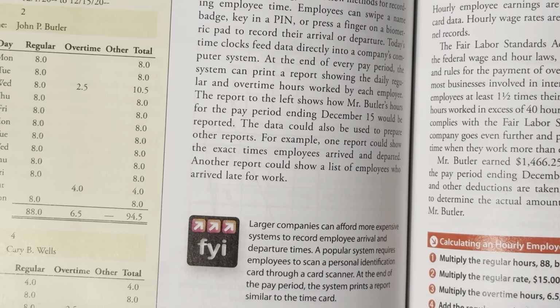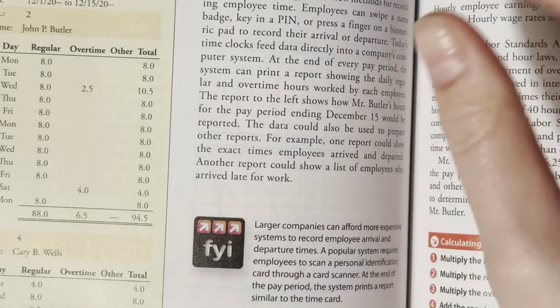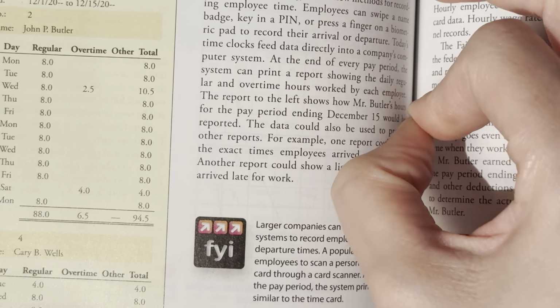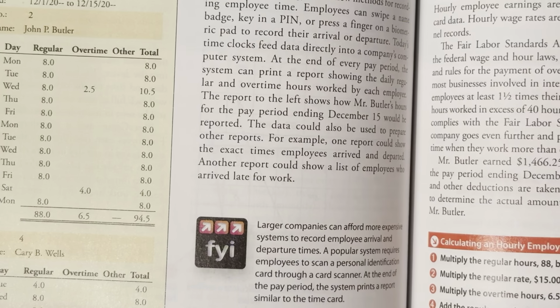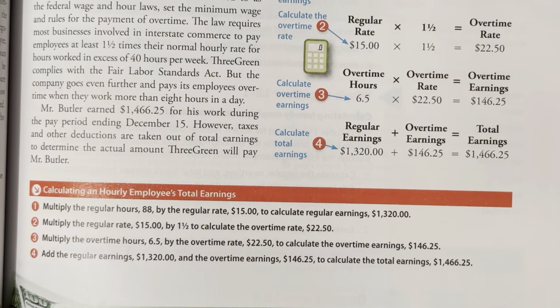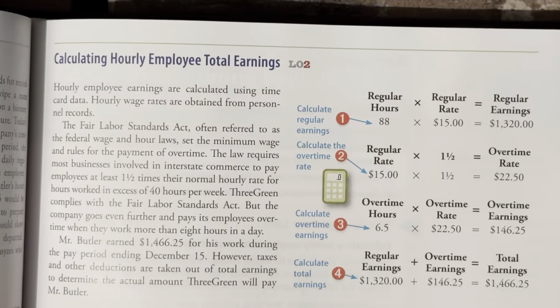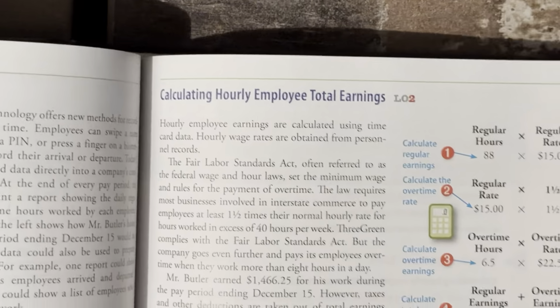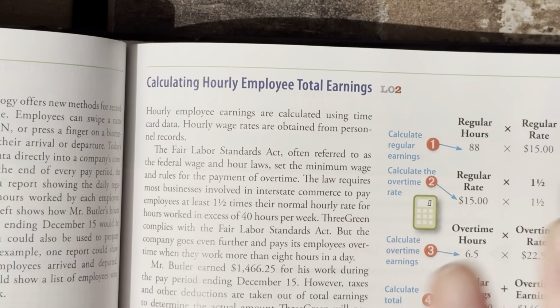When I worked at the Rollers, we did it by hand. When an employee walked in, they wrote their time down, and when they walked out, they wrote their time down. Then I could pay them for overtime or regular rate, etc. So calculating the hourly employee total.